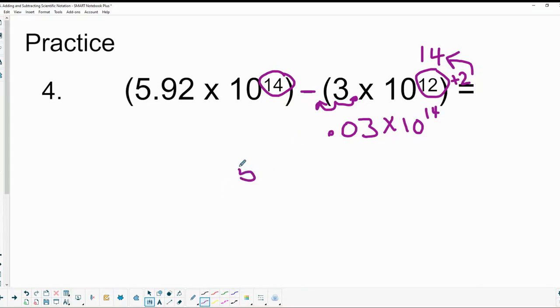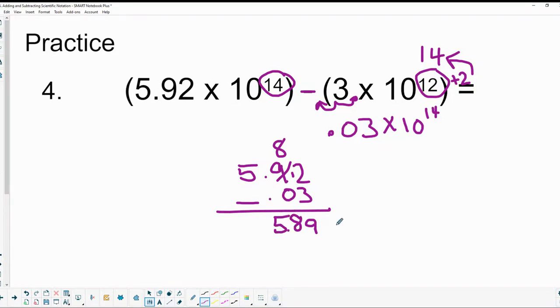So we've got 5.92 subtract 0.03. And when we do that, we're going to borrow a 1 from the 9, which will bring us a 12 over here. 12 minus 3 is 9. 8 minus 0 is 8. And then we have our 5. So 5.89 times 10 to the 14th power will be our final answer after we make that subtraction. All right, let's keep it going.